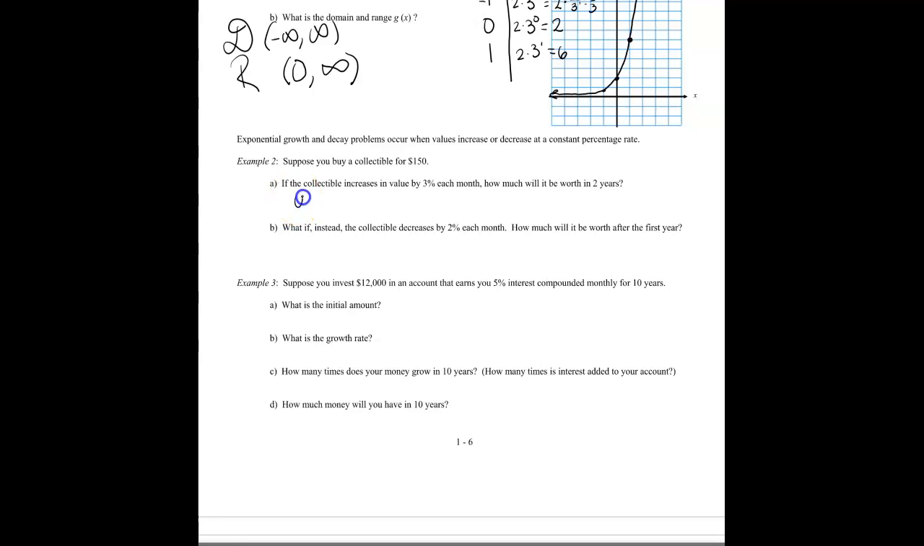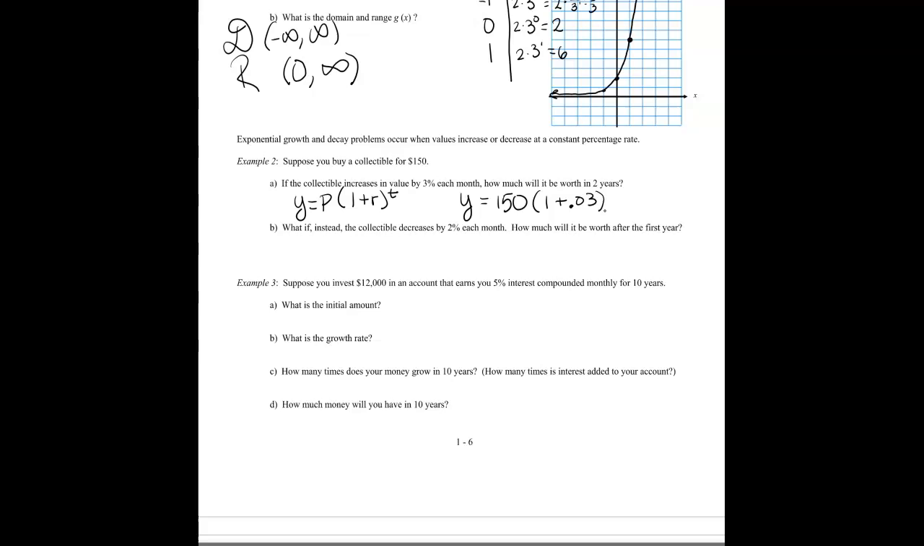But what that equation looked like was y is equal to the principal amount, which is just the initial amount, times 1 plus the rate, to the amount of time. So in this particular case, my principal is just that 150 times 1 now plus my rate, because it's increasing every single time by 3%, which as a decimal is 0.03.